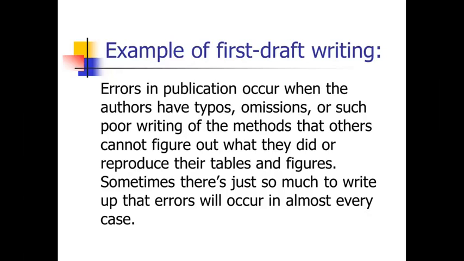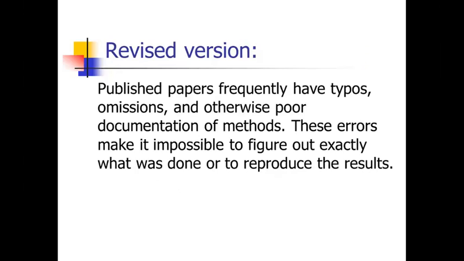So I went back and revised this, and here's what I came up with in the revision. Published papers frequently have typos, omissions, and otherwise poor documentation of methods. These errors make it impossible to figure out exactly what was done or to reproduce the results. So you can see that that very much resembles the first draft, except it's much more clear and concise. It's much more to the point. I dropped out a whole idea about how there's just too much to write up, because actually I had a quote from somebody saying that exact thing in another paragraph, so I didn't need the repetition.